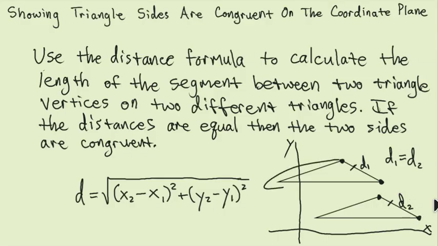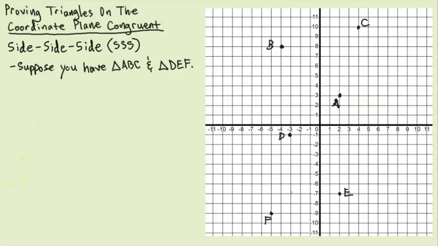Then we would use the distance formula for the medium side. Then we'd use the distance formula for the longer side, and if all three sides are congruent, then we can conclude that the two triangles are congruent. And that's what we're about to do. All right, so here's what we're going to do. We're going to prove triangles on the coordinate plane are congruent, and we're going to use the side-side-side theorem. We're going to show that one pair of sides is congruent, and then another pair of sides is congruent, and the third pair of sides is congruent using the distance formula.